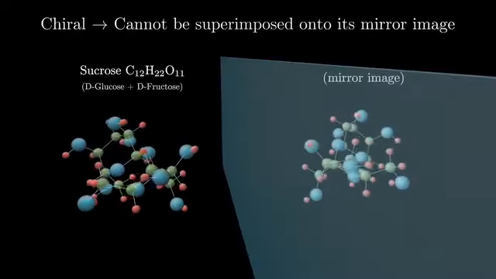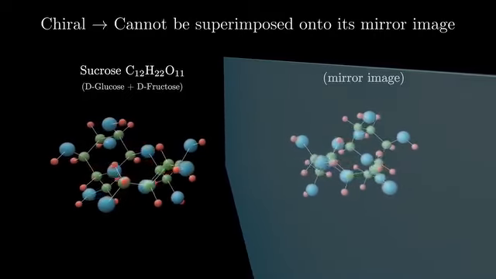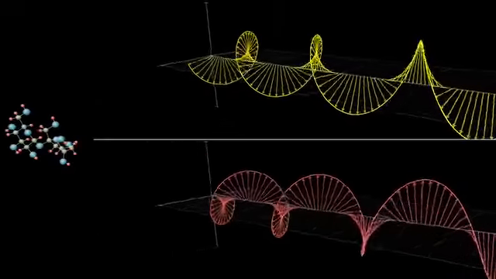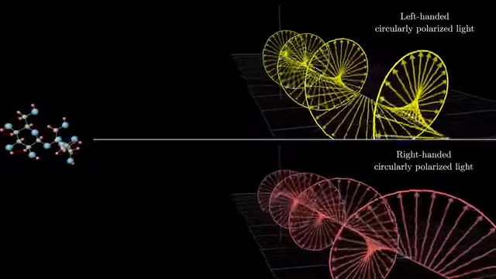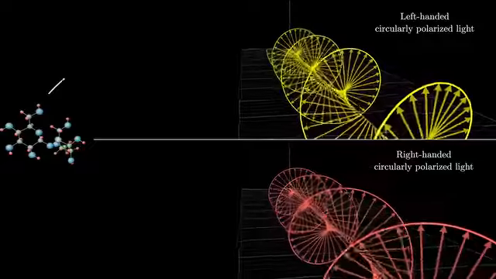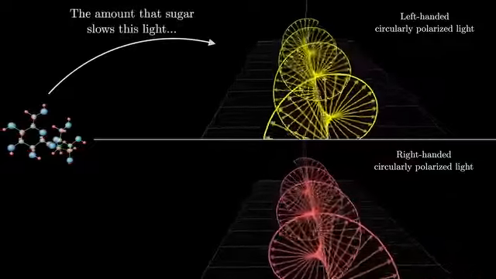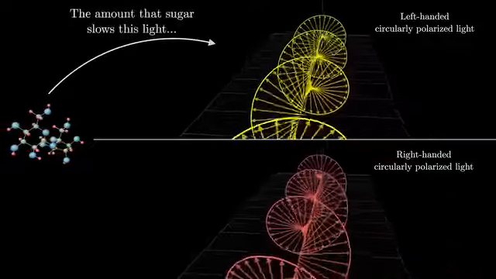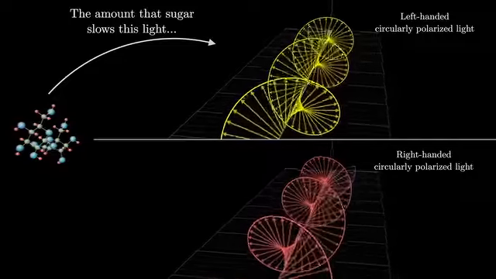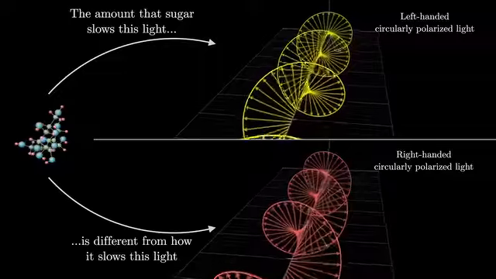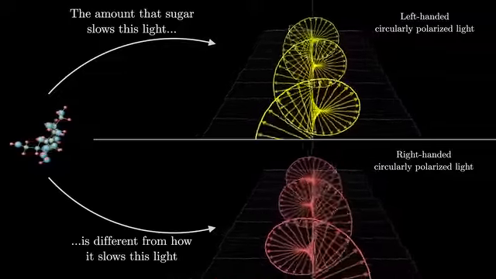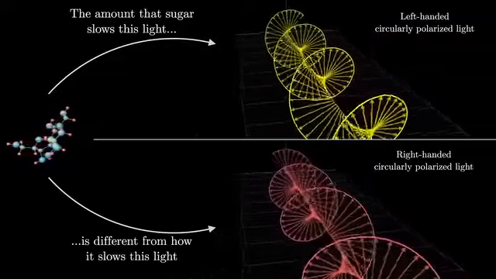What's going on then is that the presence of a chiral molecule in the water like this introduces an asymmetry when it comes to interactions with light, specifically circularly polarized light. It turns out that the amount this chiral molecule slows down, say, left-handed circularly polarized light is different from the amount that it slows down right-handed circularly polarized light. Effectively, there's not one index of refraction, but two.